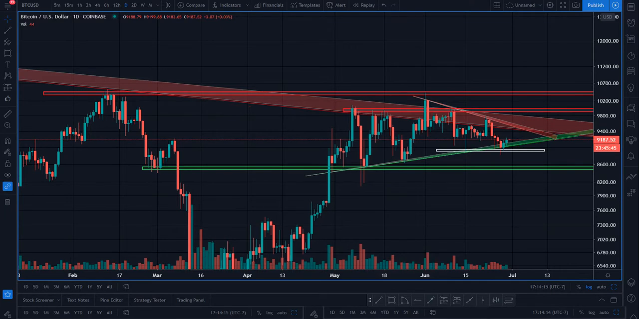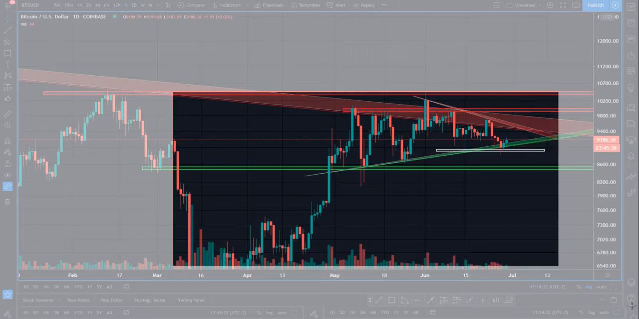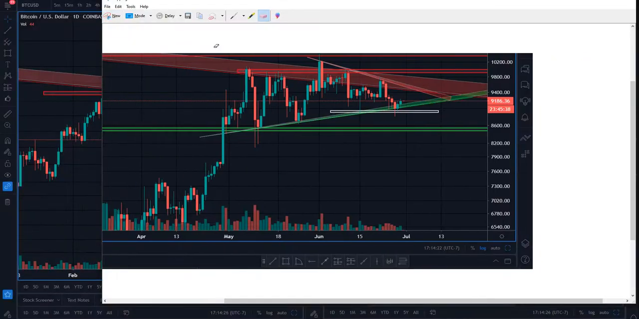So on the daily, we're still holding our series of higher lows. So like we said, we are in a squeeze with a series of higher lows. Oh, I guess we could just draw it right there. A series of higher lows on the support. Higher low, higher low, higher low, higher low. And then we get a high, lower high, lower high.